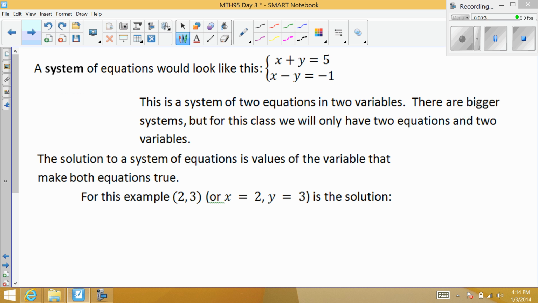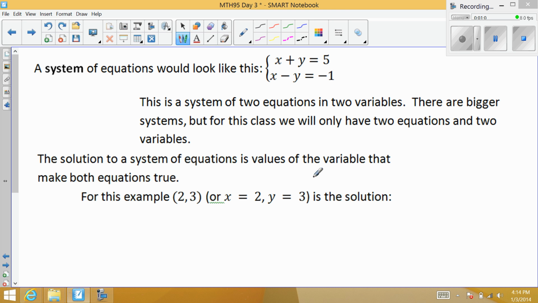When we've got a system of equations such as this, we have more than one variable and more than one equation. We're going to only look at systems with two equations and two variables. There are larger systems with more variables, but we won't cover those in this class. In this case, the solution to the system of equations is values of the variables, a value for x and a value for y, that make both equations true.